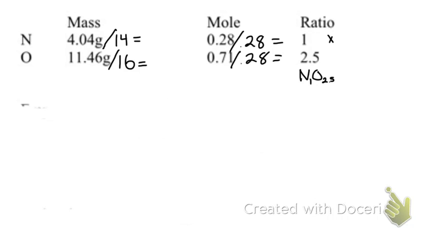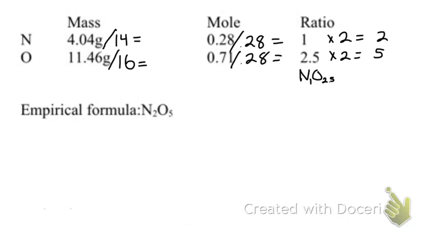And so what we have instead is multiply it by a whole number, both of them, that will give us a whole number for both the subscripts. So if we multiply by 2, nitrogen becomes 2, oxygen becomes 5, so our empirical formula becomes N2O5. Now all of this was necessary to find the empirical formula. If you are given the empirical formula to start the problem, you just start now.